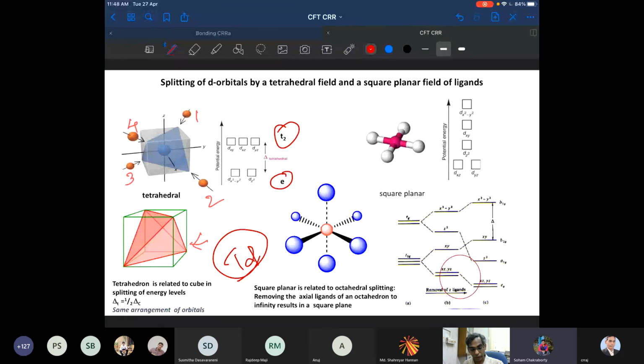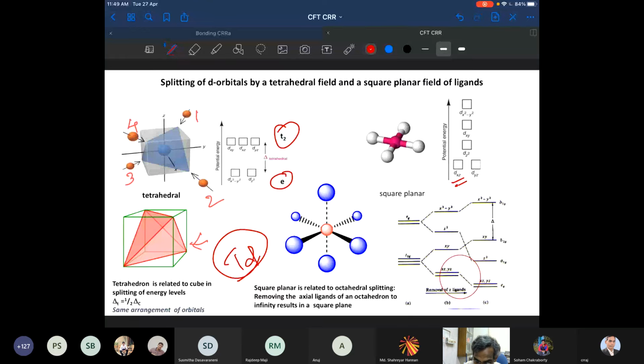That's what we see here, right? How do we see that? This is the Z axis. Along the Z axis, I don't have any ligand. As a result, the orbitals that have a Z component will decrease in energy, because there is nothing there to interact. If you look very carefully, you will be able to see it here.